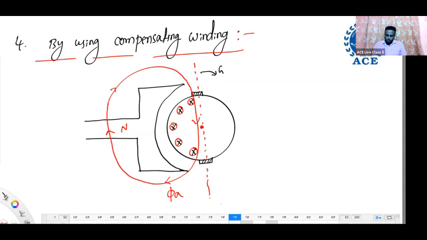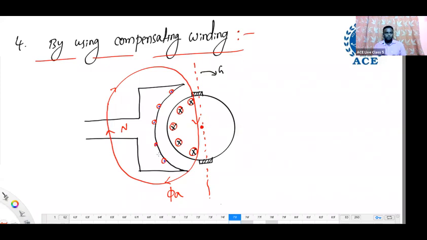Now in this method we are using another winding, and that winding we are placing under the pole shoe. In the pole shoe, small holes we drill, and in those holes we insert a winding, and that winding we allow to carry current exactly opposite to this armature current. If it is cross here, it will be dot here. Automatically, it won't flow. We have to arrange that winding such that current is dot here.